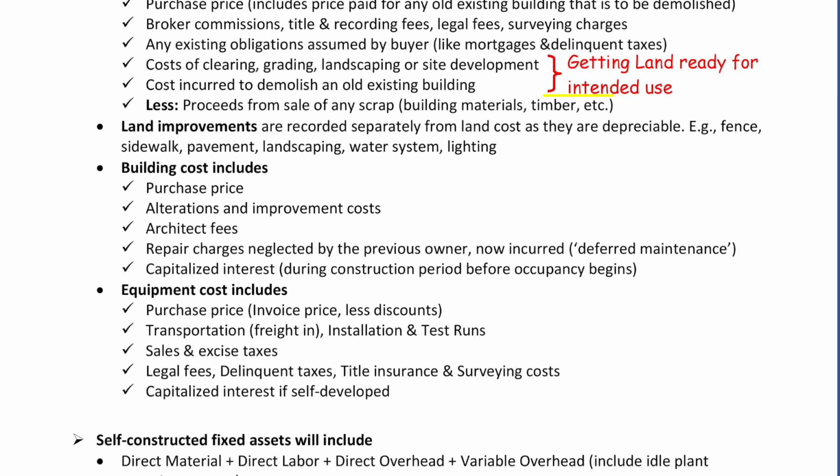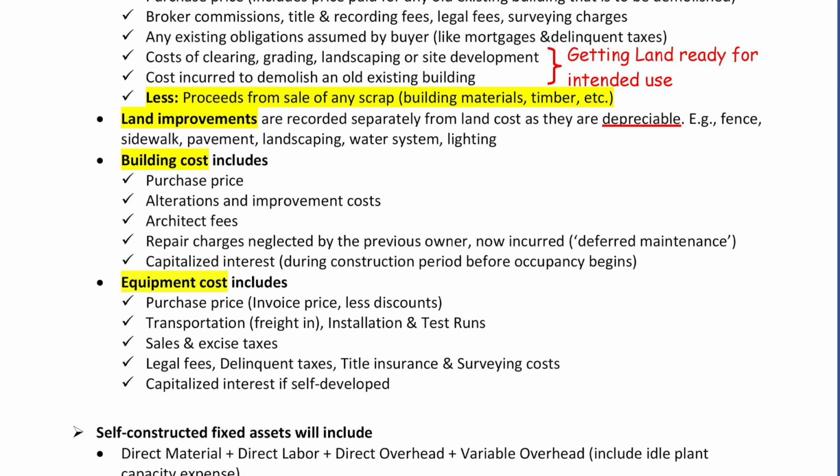And highlight less proceeds from the sale of any scrap like building materials, timber, etc. Highlight land improvements and underline depreciable, and that is why they are recorded separately from land cost. Highlight building cost, highlight equipment cost.